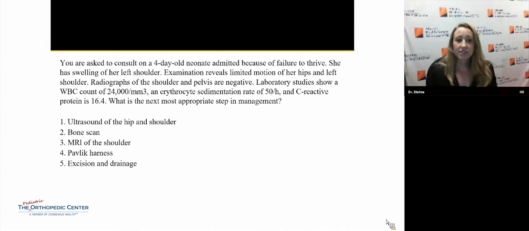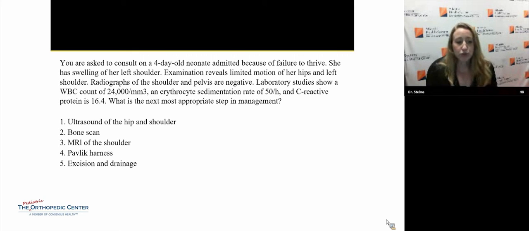Okay, you're asked to consult. So put yourself in my position now. You're asked to consult on a 4-day-old neonate admitted because of failure to thrive. She has swelling of her left shoulder. Examination reveals limited motion of her hips and left shoulder. Radiographs of the shoulder and pelvis are negative. Laboratory studies show a white blood cell count of 24,000, an ESR of 50, and a CRP of 16. What is the next most appropriate step in management?